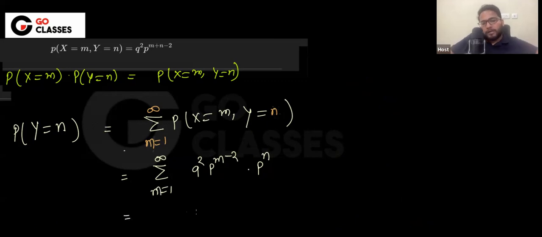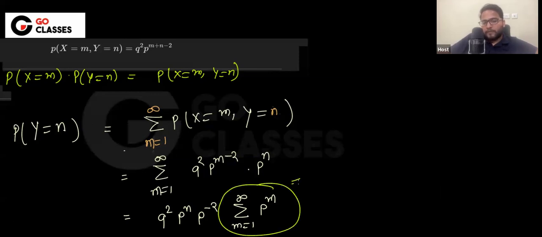Now you can take whatever is not dependent on m outside. It is q square p power n into p power minus 2. Okay? You can take it outside. So it is 1 plus p square plus like this, right? Sorry, p plus p square plus like this. So what can you say about this? This is p upon 1 minus p, right?